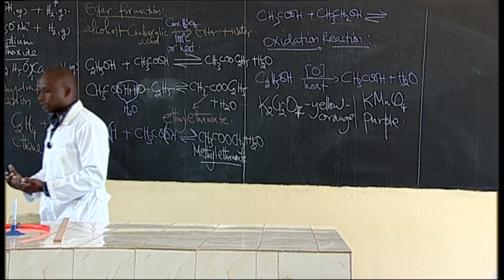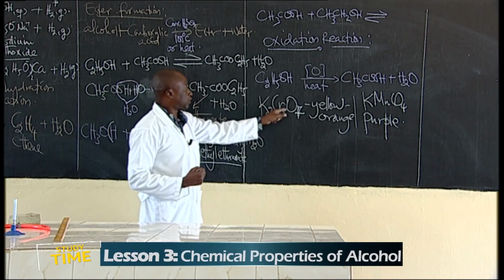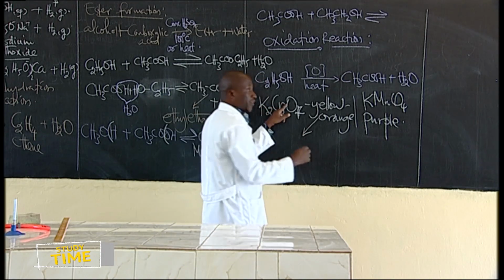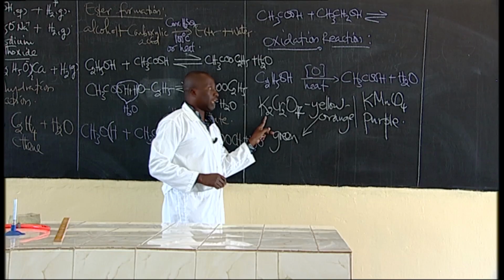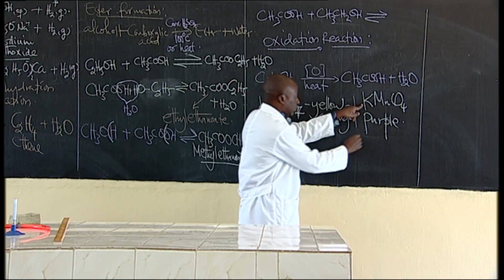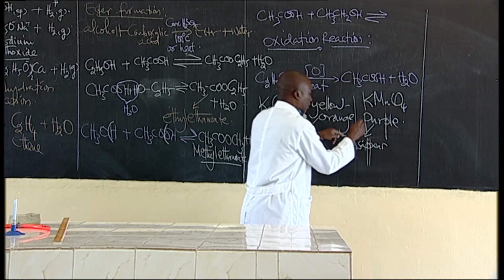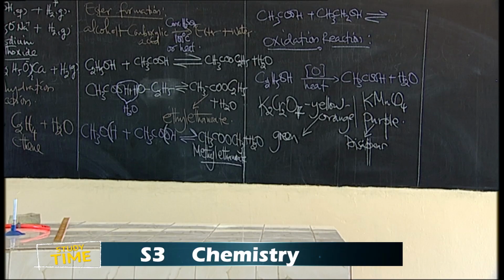So the most important part of this reaction is the test, how these alcohols are tested, or how you can confirm that a given liquid contains an alcohol. You can just warm it with potassium dichromate. When you warm it with potassium dichromate, if the alcohol is present, it will change to green. And if it is potassium permanganate, the purple color will disappear, if the alcohol is present in that liquid.